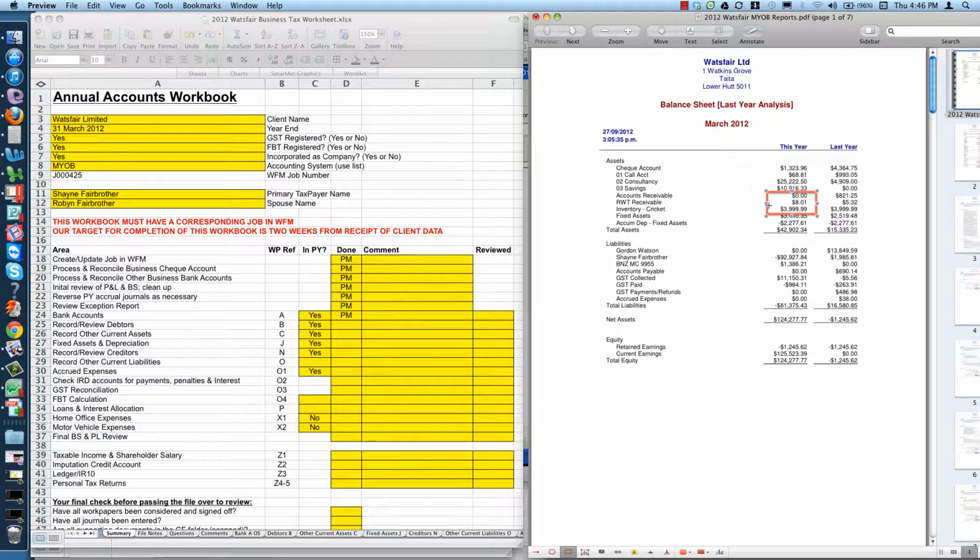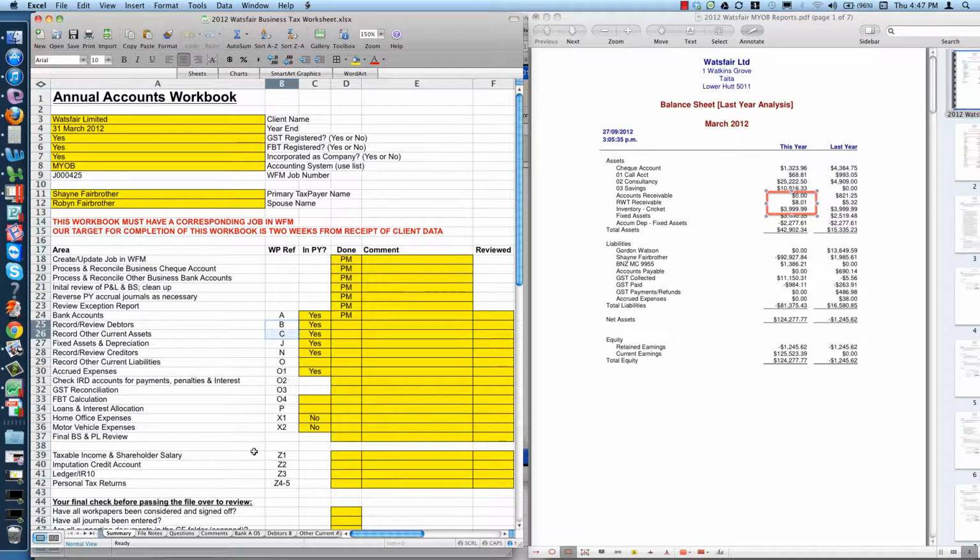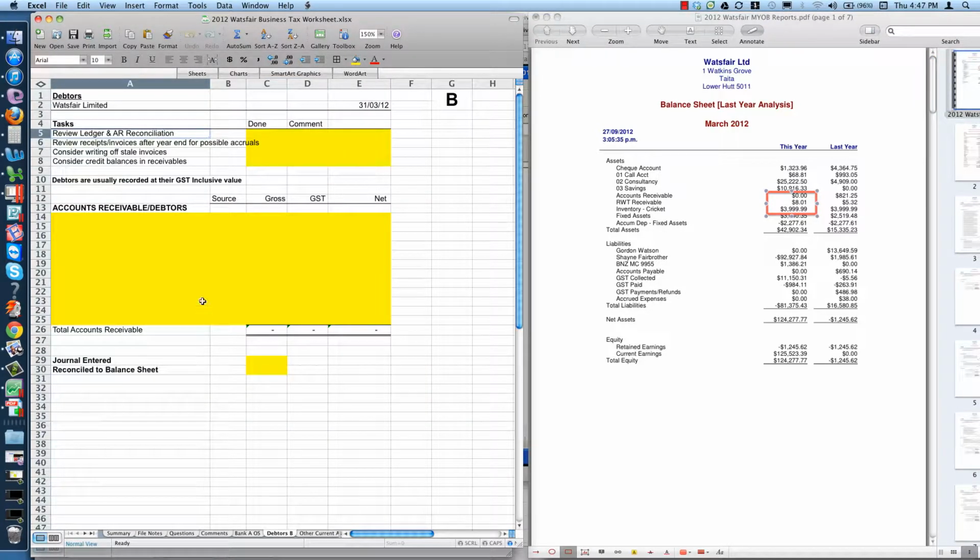Our top 4 lines here were dealt with in the A section, our bank section. And so the next 4 lines, in this case, accounts receivable, which has a 0 balance, RWT receivable, and inventory are all amounts that we need to be able to look at as far as the workbook is concerned. So let's go back to our workbook and have a look at section B on debtors.